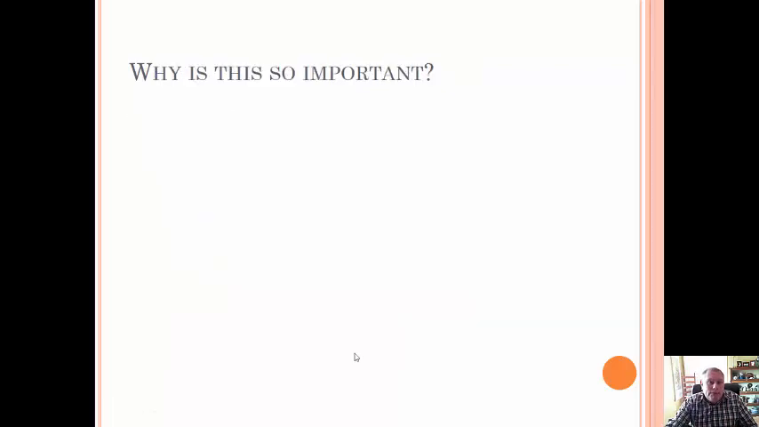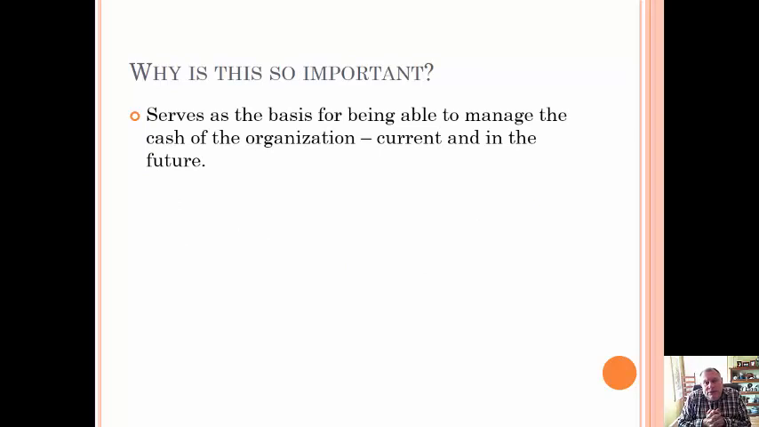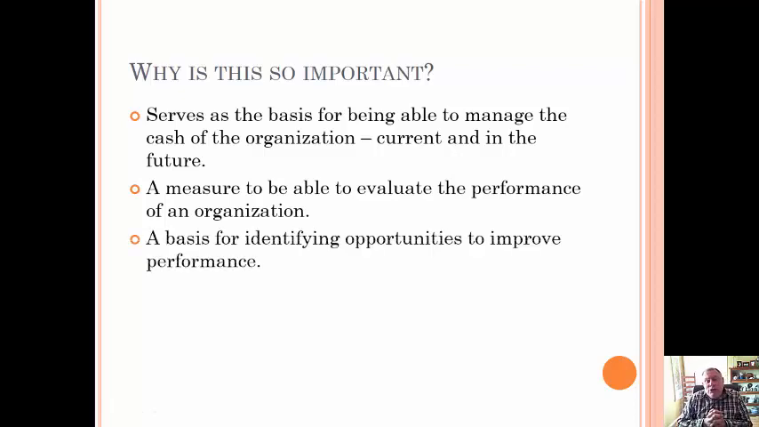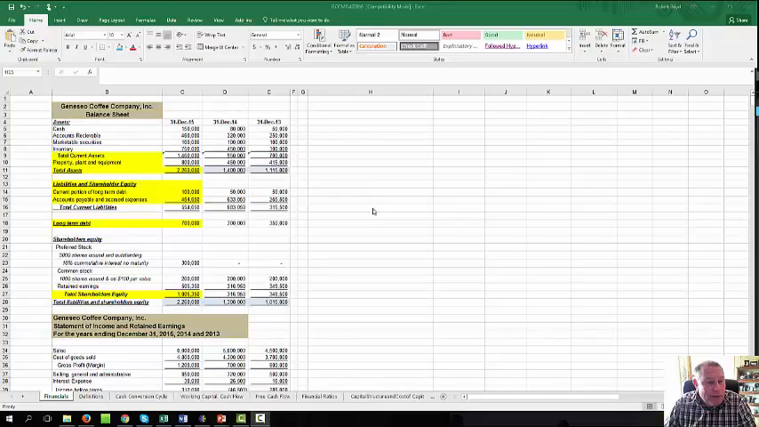Why is this important? Okay, it served as the basis for being able to manage the cash of the organization, current and in the future. It's an ability to measure the performance of an organization and a basis for identifying opportunities to improve performance. But this is always taken within the context of this business/cash cycle. Okay, this is the numerical side of what we talked about in Module 1. Let's take a brief look again at Geneseo. Okay, let's take another look at Geneseo Coffee Company.